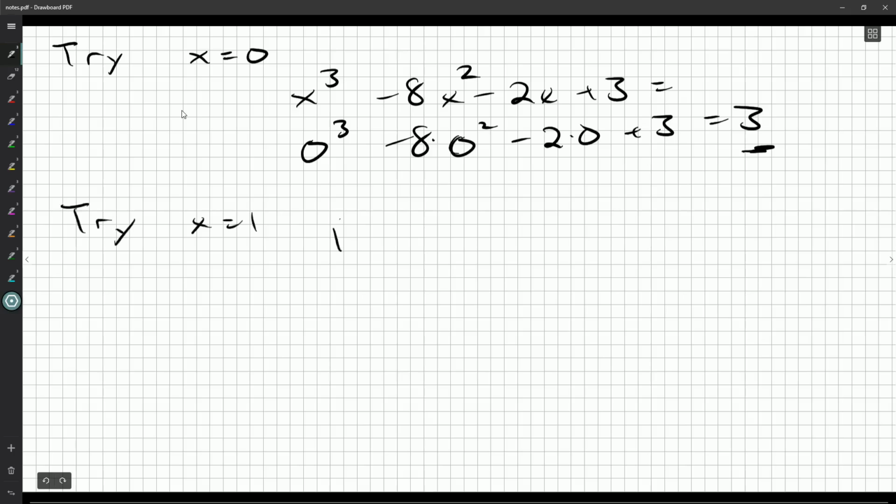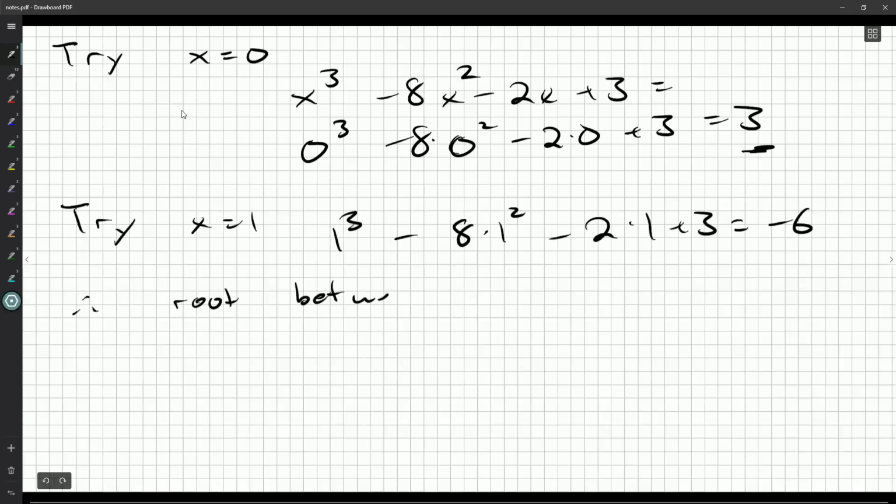So let's try 1. So 1 cubed minus 8 times 1 squared minus 2 times 1 plus 3. Negative 8, negative 2, that's negative 10. So this is going to be negative 6. So there's a root between 0 and 1.